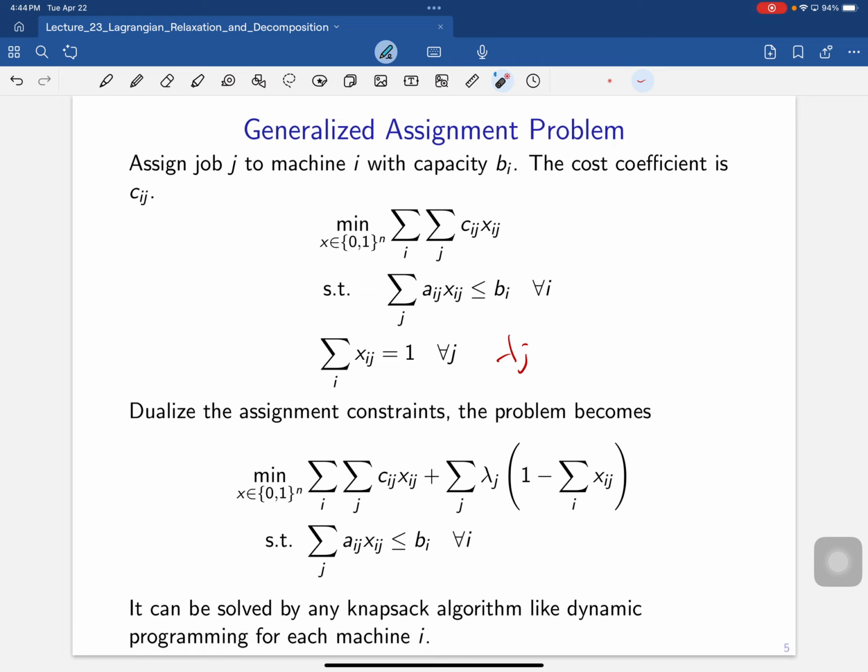When we dualize it like that, isn't that equivalent to just adding essentially a penalty? And so would this restrict us to only using interior point methods?